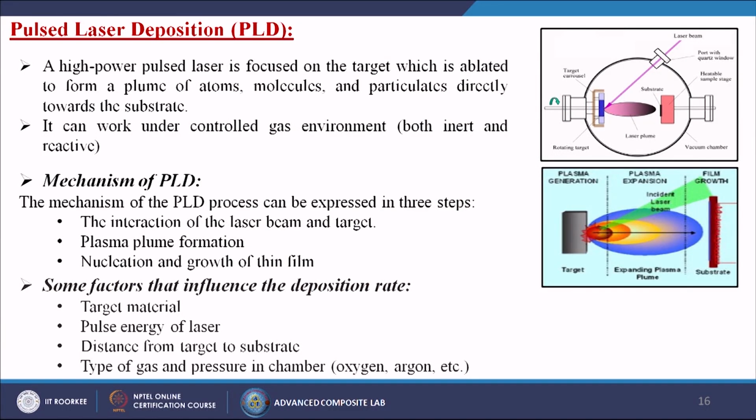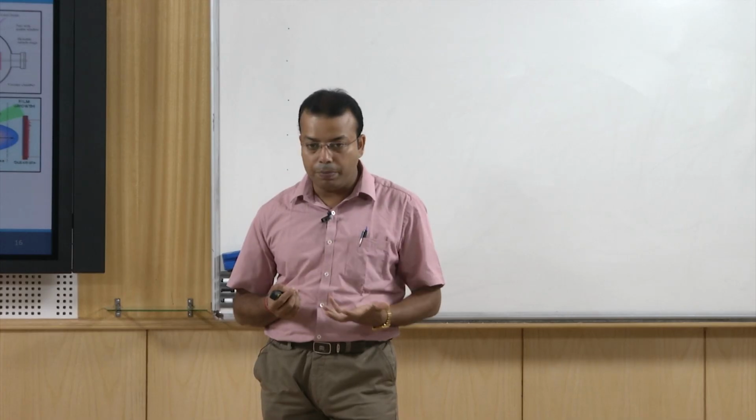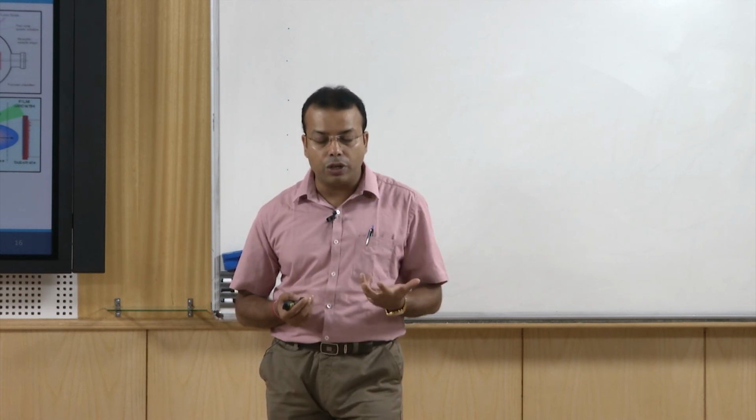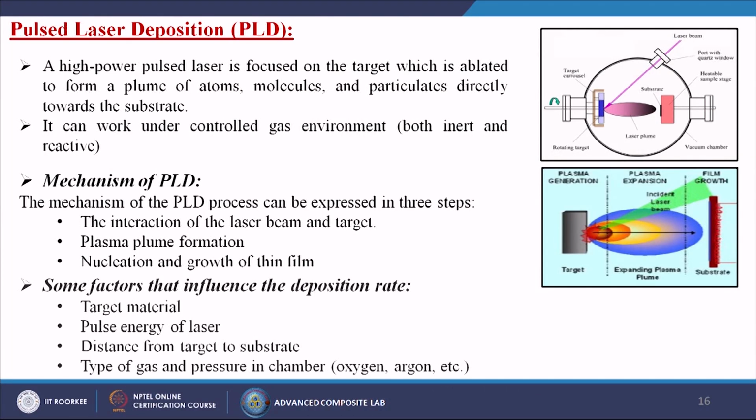Mechanisms of the PLD process. The mechanism of the PLD process can be expressed in 3 steps. First one is the interaction of the laser beam and the target, then plasma plume formation, then nucleation and growth of the thin films. So, till now we have been discussing different types of heating elements, maybe an electrical coil, a certain kind of laser, or an electron beam. Here, first we put the laser beam directly onto the target itself, then it creates a plasma, and that plasma directly deposits onto your substrate material. That is why it is called pulsed laser deposition.